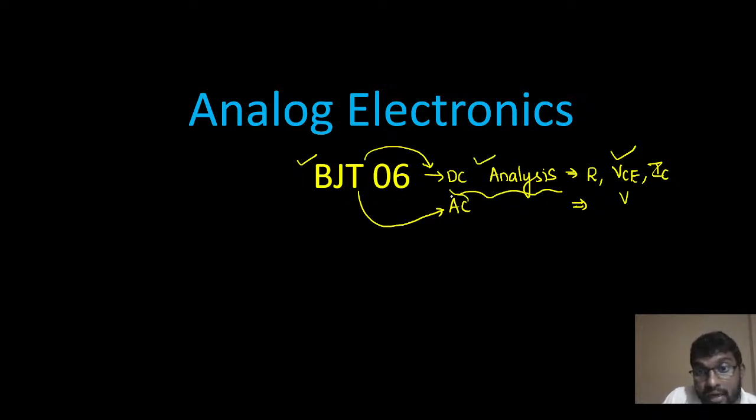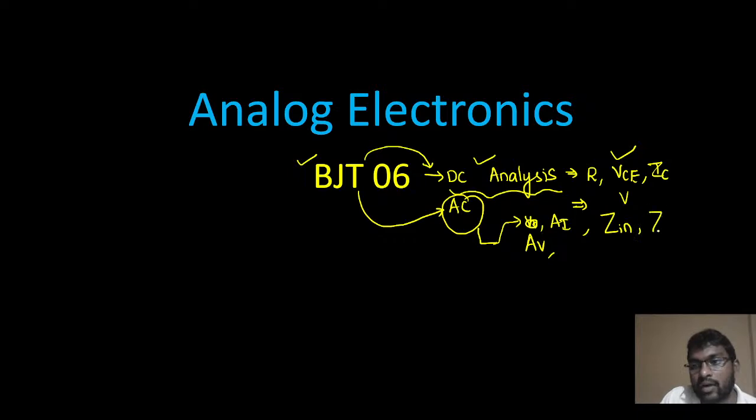When you enter AC analysis, as I also told in our previous lectures, our main attention is on the output and the input. How to calculate the output voltage gain and the output current gain. Voltage gain is represented by AV. And how to calculate the overall input impedance and the overall output impedance. These are the things we calculate in AC analysis.